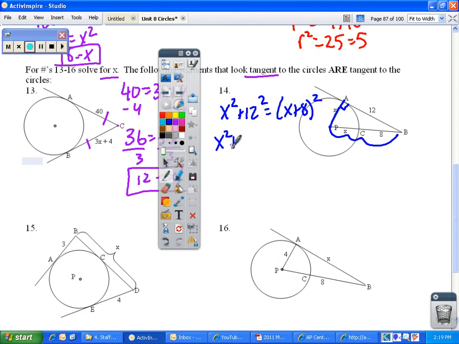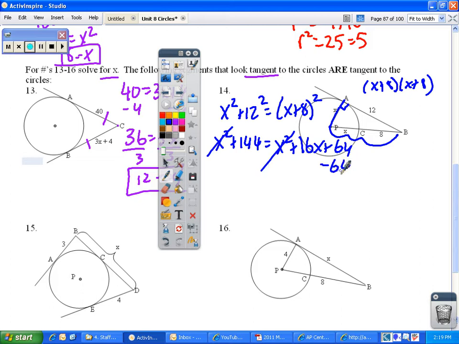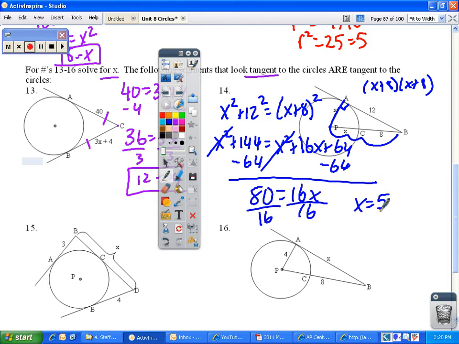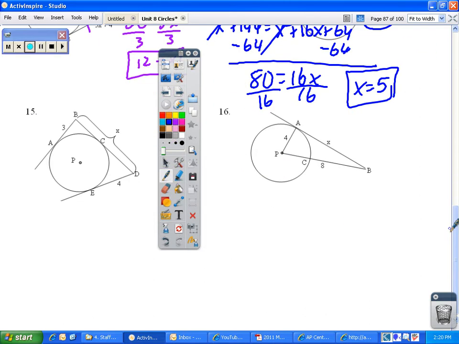So x squared plus 144 equals, now we have to FOIL this out like we did before, x plus 8 times x plus 8. It becomes x squared plus 16x plus 64. It's nice because the x squareds cancel. I'm going to bring my 64 over, and I get 144 minus 64 is just 80. Good. 80 is equal to 16x, and I can divide by 16. And I get that x equals 5. All right, just 2 more to go.